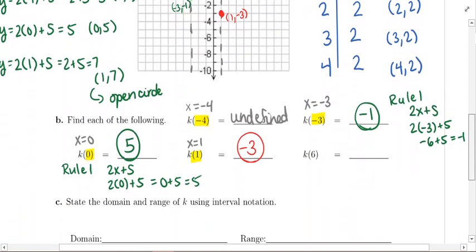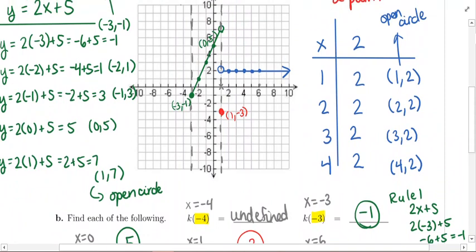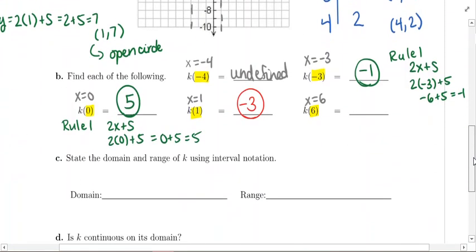Last evaluation here, we're doing k of 6. So x is 6. If we go to our graph, we find where x is 6. That's right here. If we go up to the point on the graph, this is (6, 2). So if x is 6, the y value is 2. So the answer here is going to be 2.